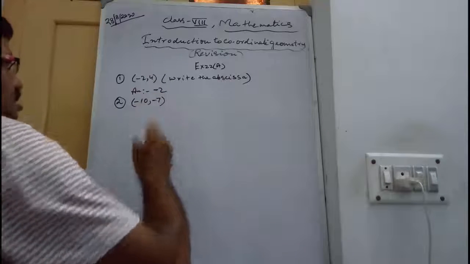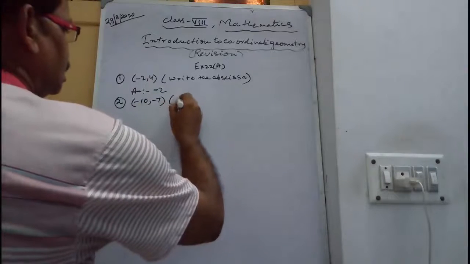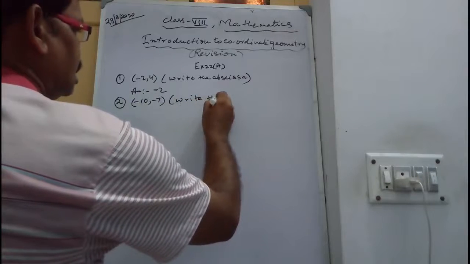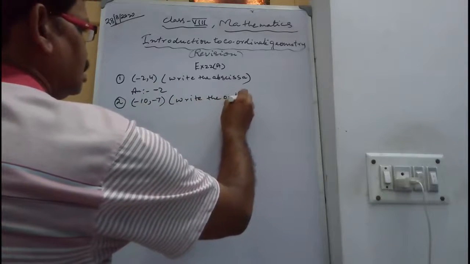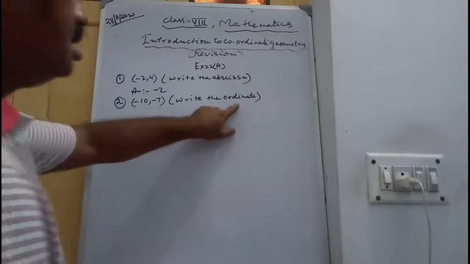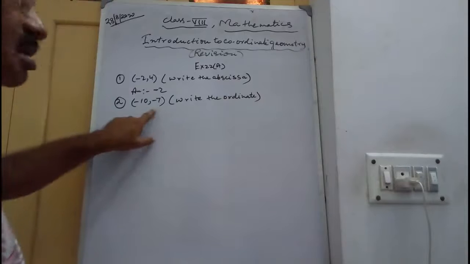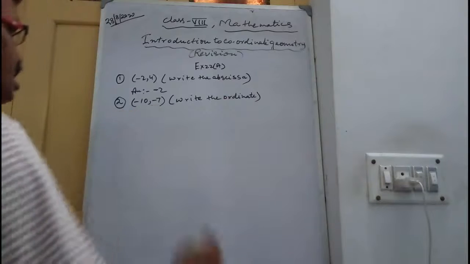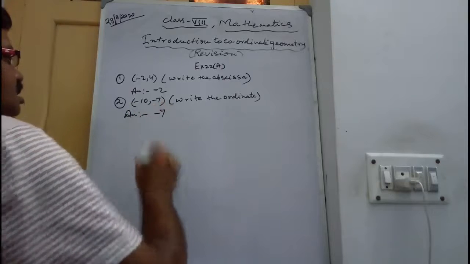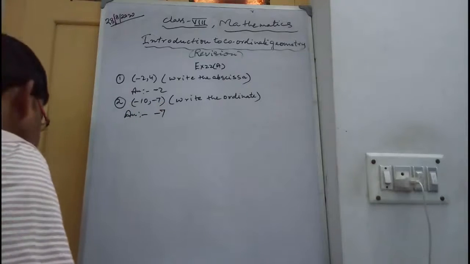(-10, -7). Write the ordinate. Ordinate means value of y. So this one is the value of y. So answer: -7.